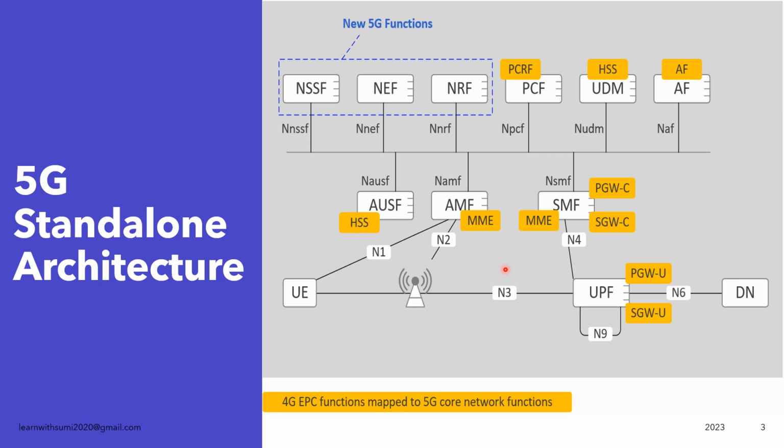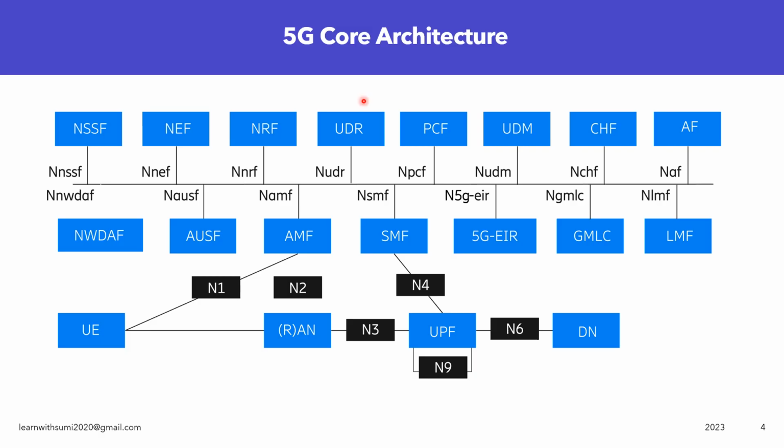Now we will discuss the 5G core. This is a 5G core architecture. We saw this in the previous architecture also, that is standalone architecture. So 5G core architecture is, as I said, the heart of the standalone architecture. It is completely based on service based architecture via application programming interfaces. Each network function offers one or more services to other network functions.